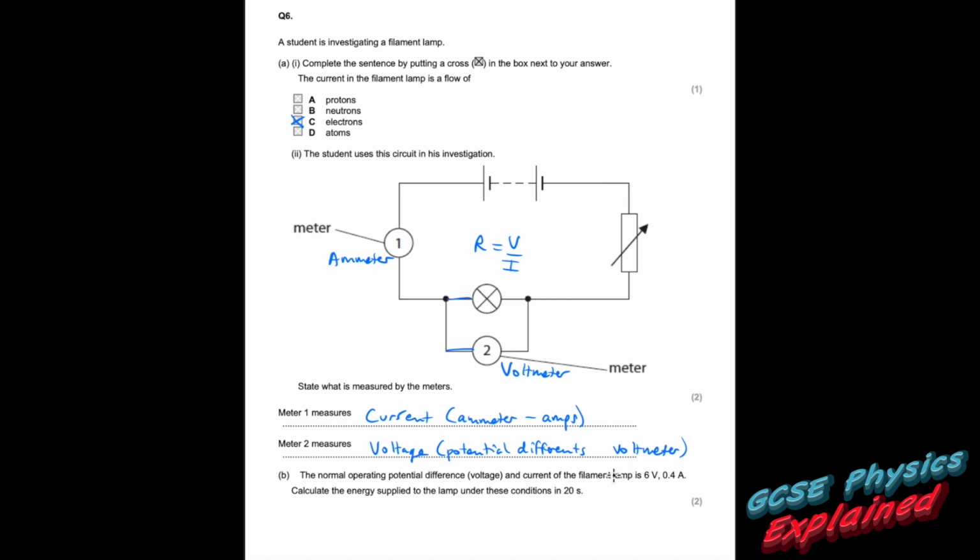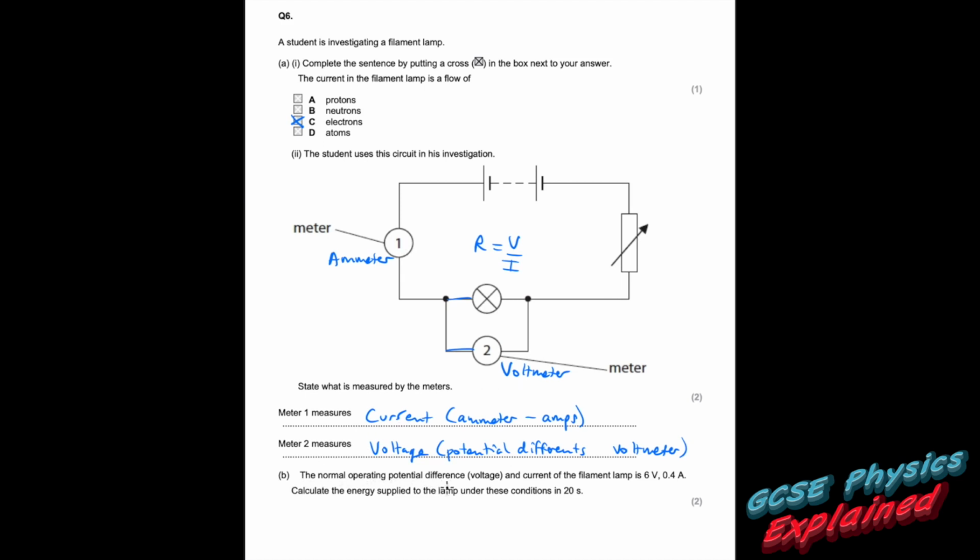Now, how might they change this question for you? Right. Well, they might actually ask you to draw this circuit. So, make sure you've got that. If you want to know what's this thing, this is your variable resistor, and we do it so we can get multiple readings. If we change this variable resistor, we'll get different current and voltage readings, in case we wanted to plot a graph.